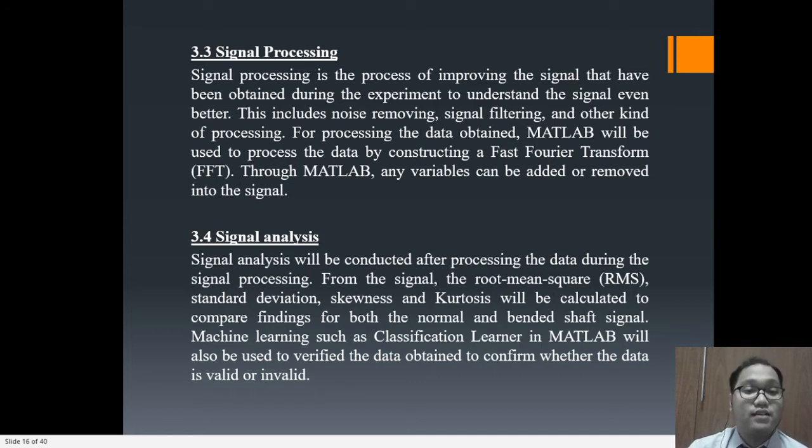Next is the signal analysis, which will be conducted after processing the data during the signal processing. From the signal obtained, the root mean square, RMS, standard deviation, skewness, and kurtosis will be calculated to compare the findings for both the normal and the bended shaft signal. Machine learning, such as classification learner, which is one of the apps in the MATLAB software, will also be used to verify the data obtained to confirm whether the data is valid or invalid.